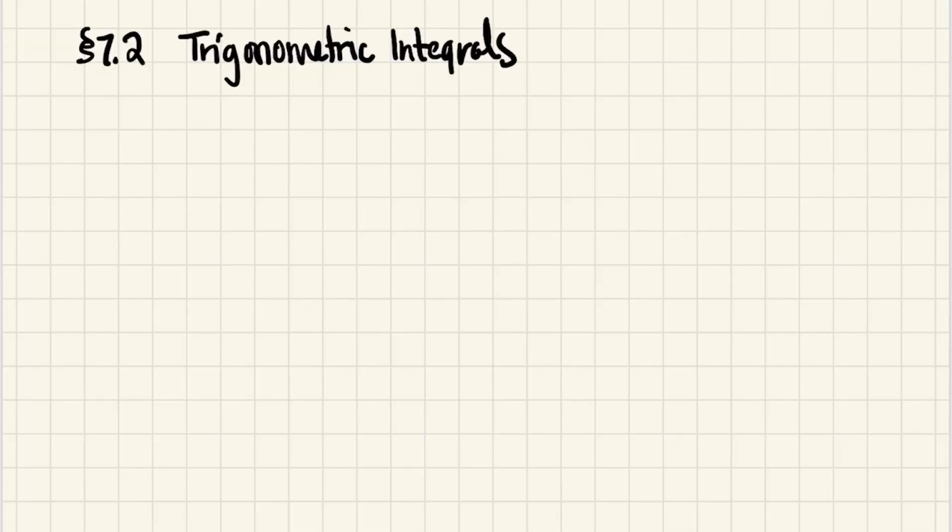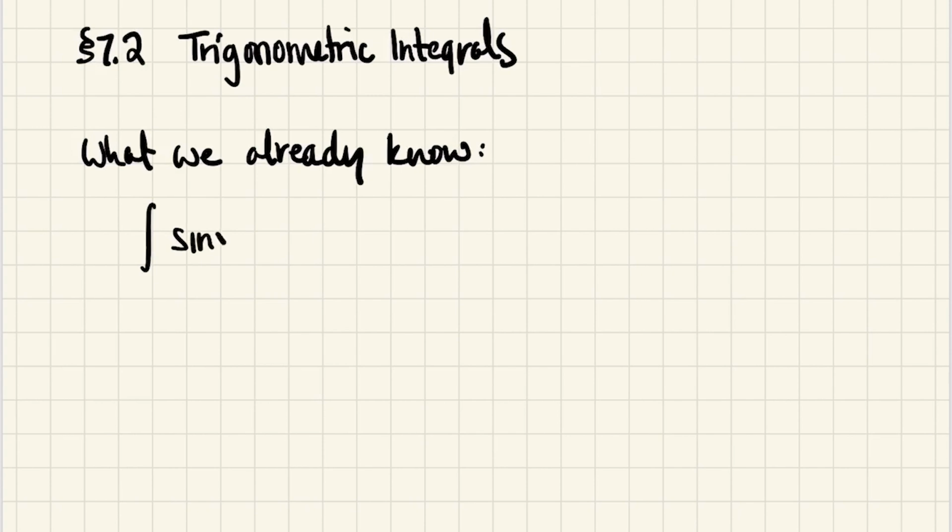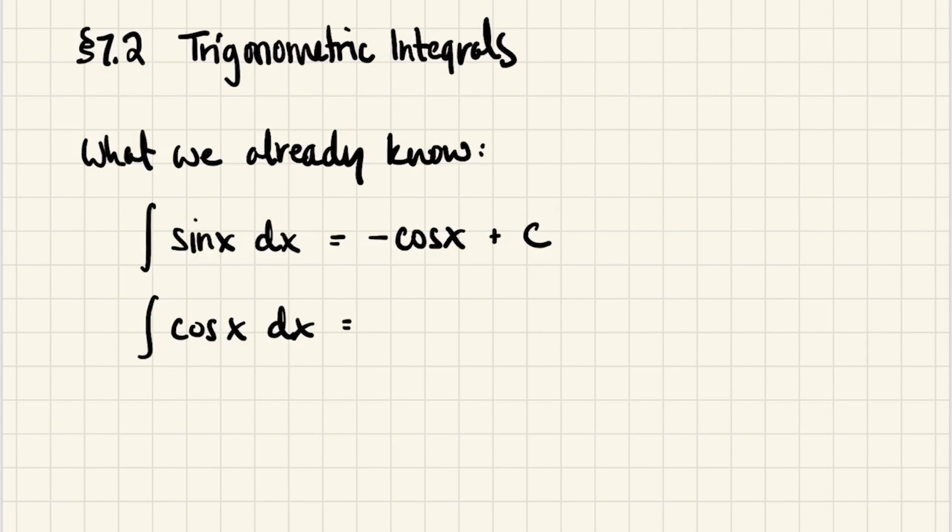Okay, this section is all about integrating trigonometric functions. Now, in some sense, we can already integrate a lot of different trigonometric functions, and it's probably a good idea if we actually just look at those right now. So, the antiderivative of sine of x is, of course, negative cosine of x, and the antiderivative of cosine of x is, of course, sine of x.